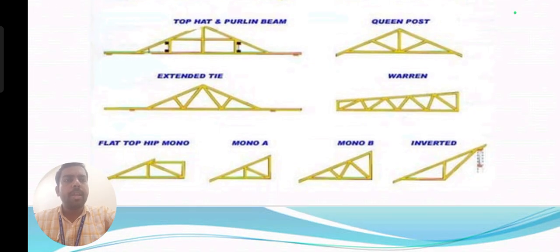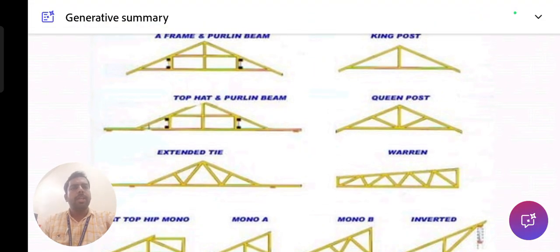Most commonly used are the king post and queen post trusses. Where the span of the truss is very low, we provide the king post truss. Where the span is more, more than 12 meters, we use queen post trusses.